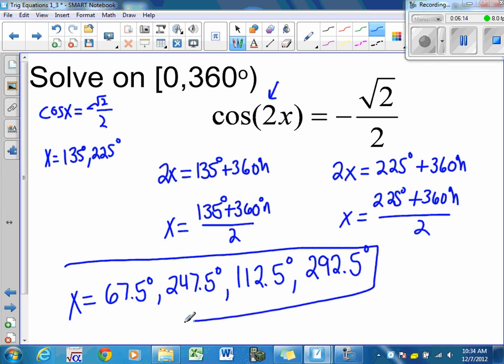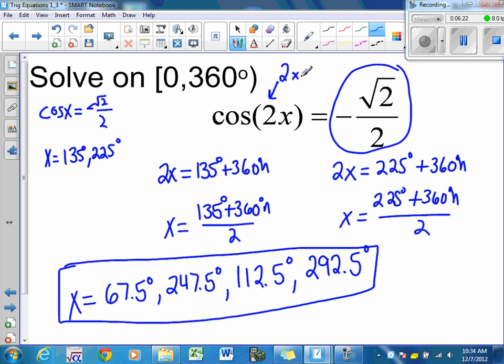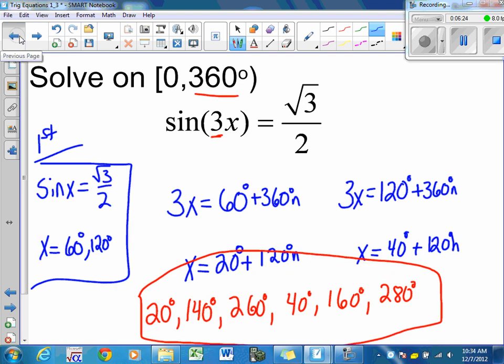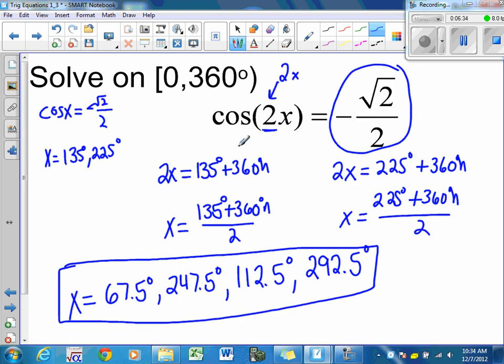How do I know I'd have 4? Well, normally cosine is equal to square root of 2 over 2 twice, but because there's a 2 here, I've got to multiply my number of answers times 2. Back here, there's a 3 here, so I multiplied by 3, so I got 6. So those are the first types of problems. When you have some number in front of the x, which changes your period, so you get more answers.